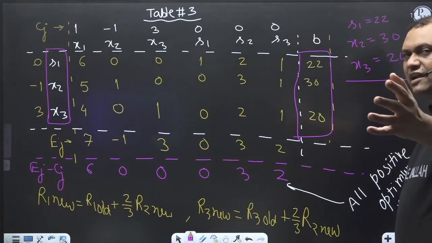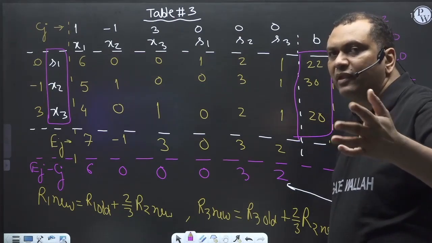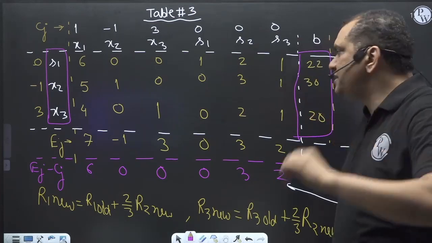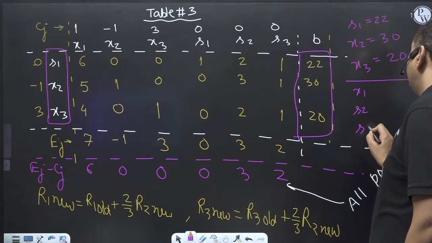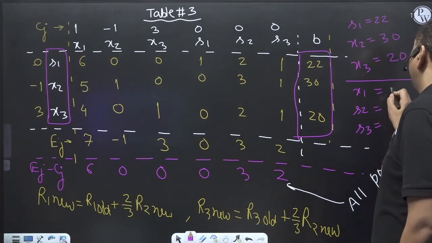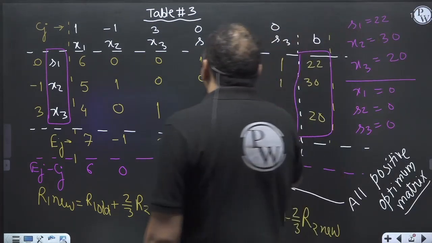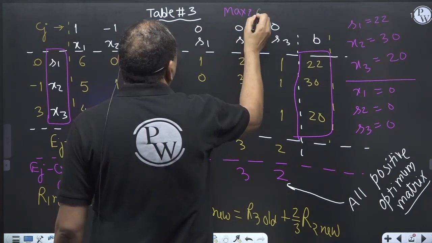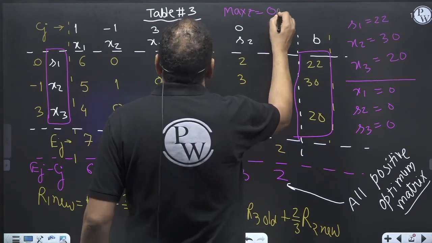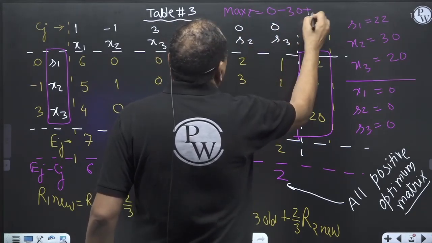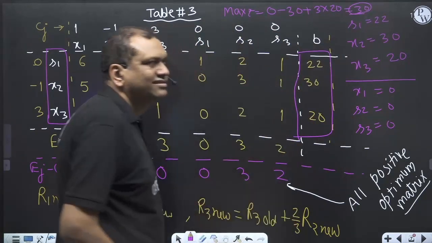Whatever variables that are not present in the basis, like x1, their solution will be 0 because they are non-basic variables. So maximum z will be 0 minus 30 plus 3 into 20. So 30 is the answer.